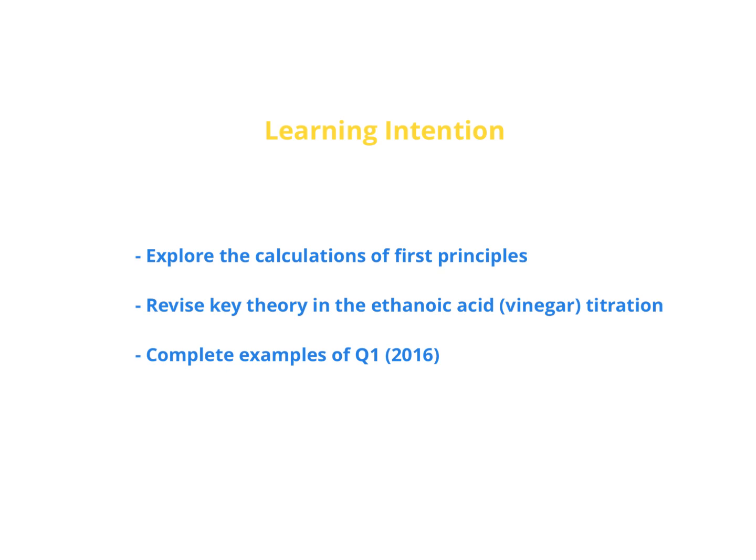In this Saturday session today, we are going to explore first principles calculations for your titrations, which appear in question 1 of the Leaving Cert exam paper. We're also going to revise and mainly focus on the ethanoic acid titration. So we will revise the key theory associated with that, and we'll also complete the calculations for this experiment, and we will go over 2016 question 1, which is an ethanoic acid exam question.